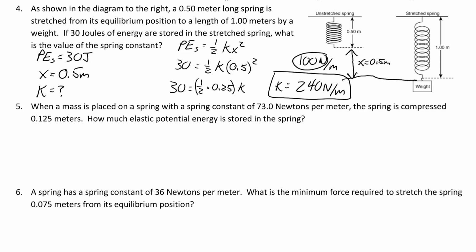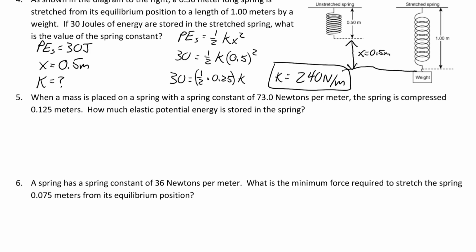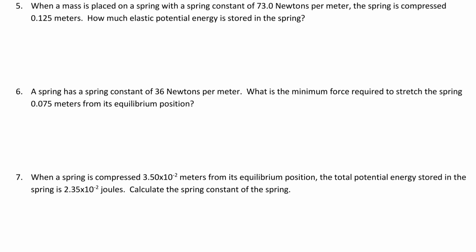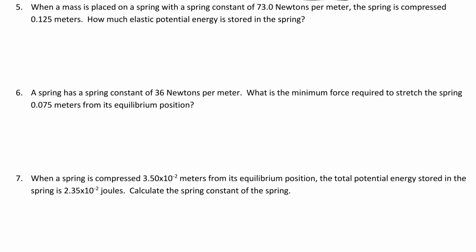So that means it's a looser spring than that one. Just as an example, I pulled the 100 out of thin air just to tell you what the spring constant is in case you're still confused about that. Number 5: when a mass is placed on a spring with a spring constant of 73 newtons per meter, the spring is compressed 0.125 meters or 12.5 centimeters. How much elastic potential energy is stored in the spring?